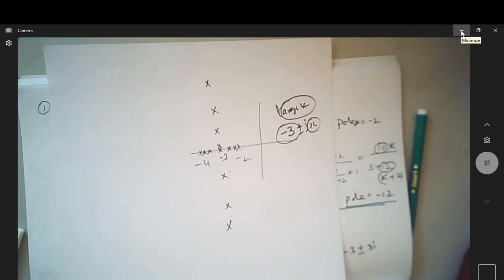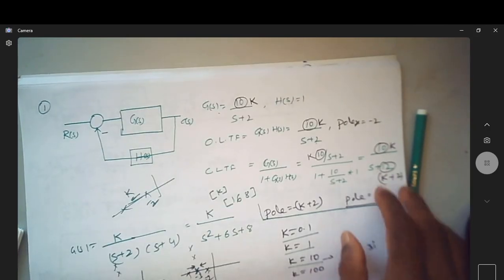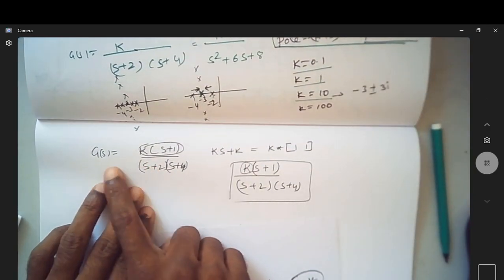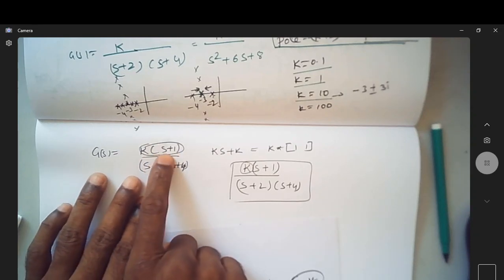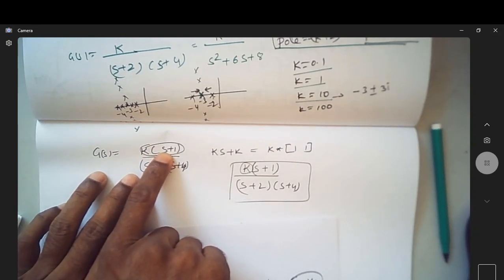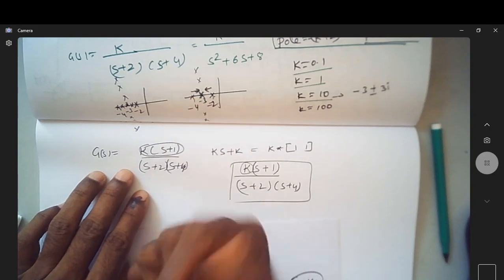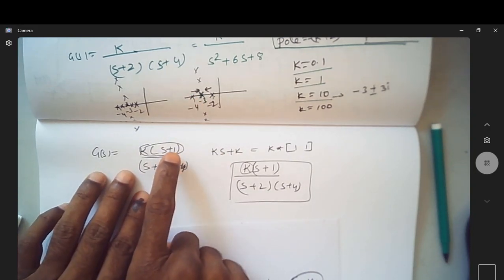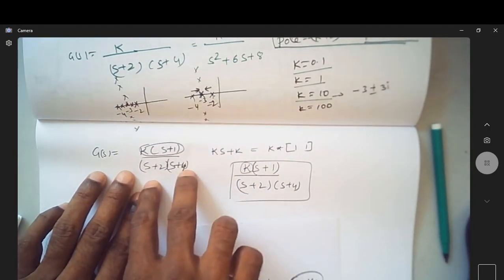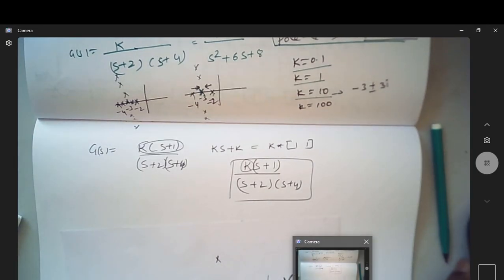Now let us introduce a 0 and try to find what happens. See, now what we're trying to do is, this is a transfer function. I will introduce a 0 here. Let us see what happens. So there is a 0 at -1. Let us retain the same transfer function and see what happens.